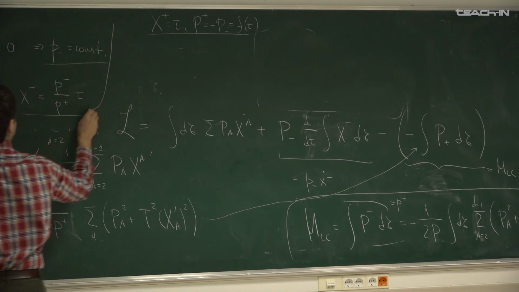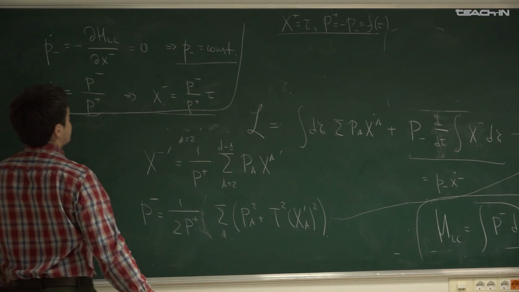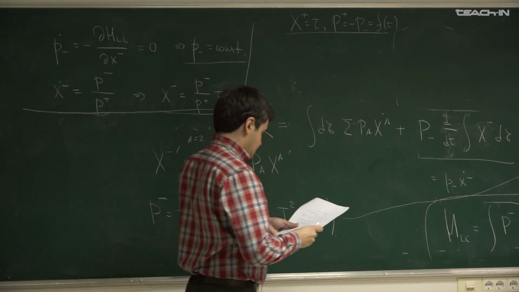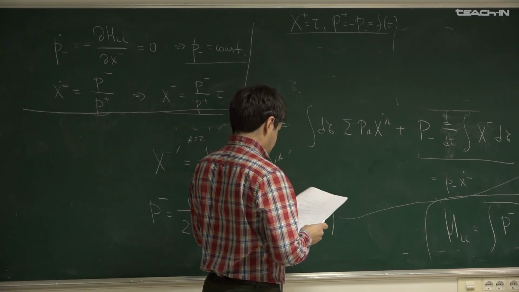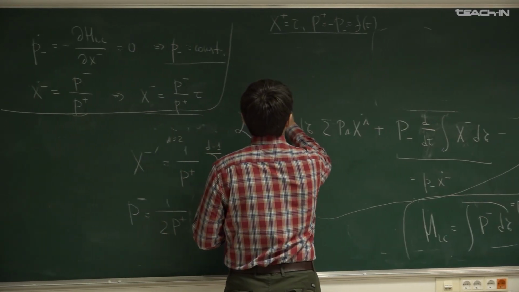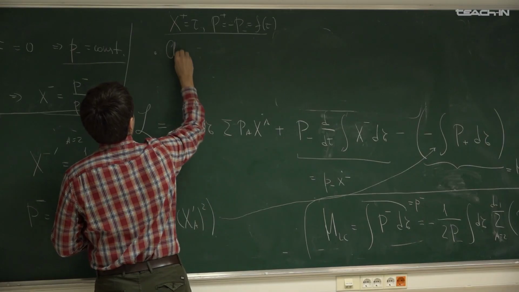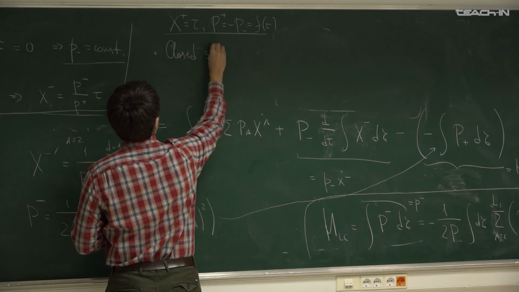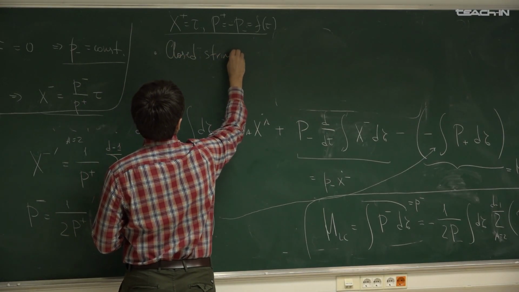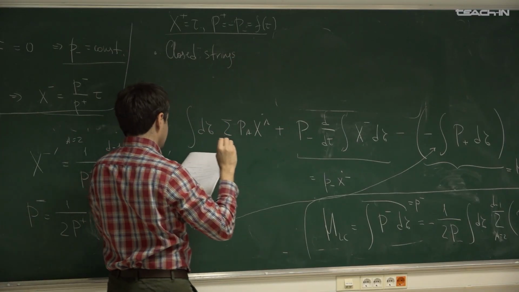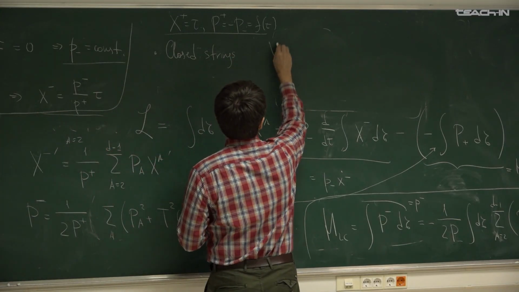So we've solved a little bit, part of the equations. So let's diagonalize the Hamiltonian. First we'll do that for the case of closed strings. Now we'll have to make some assumption about which theory we're dealing with. So closed strings, and that means that we impose periodic boundary conditions.